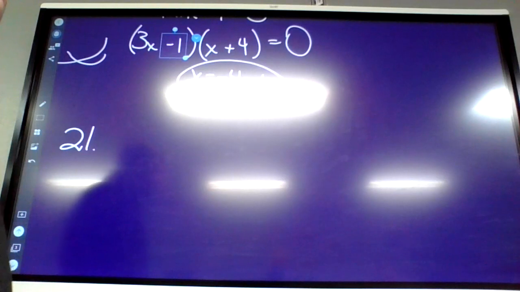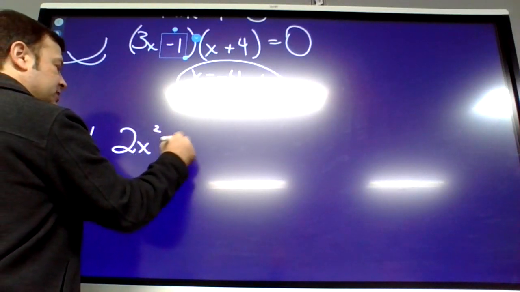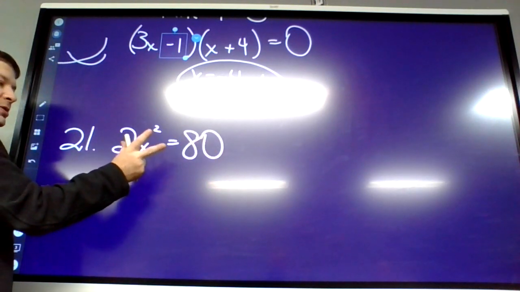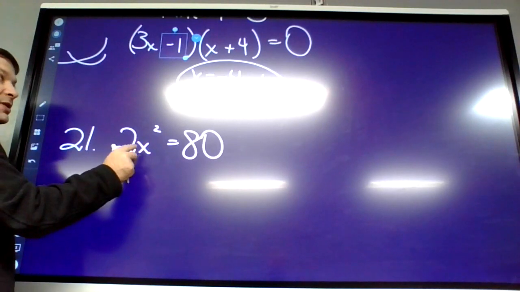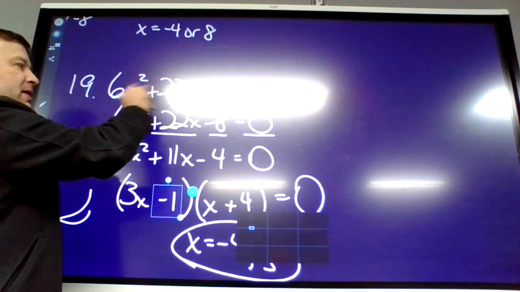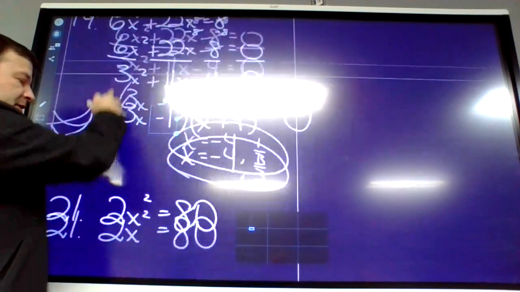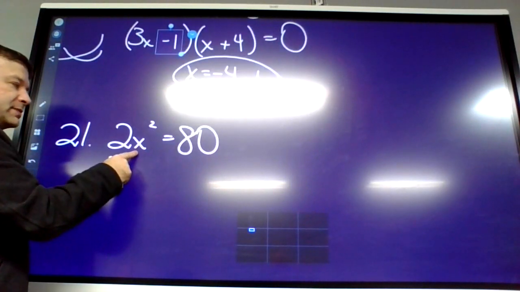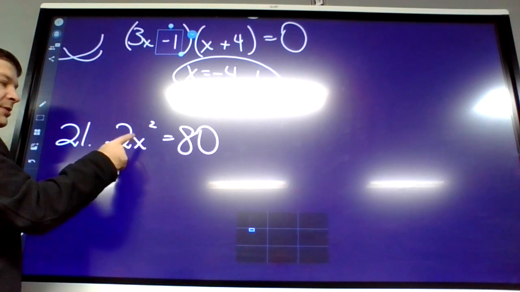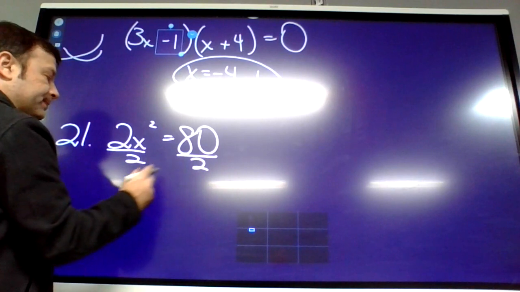Solve by taking roots. What they mean by taking roots is take the square root of both sides. But you can take square root of both sides only when it's a very simple equation. So if it's like x squared plus x equals nothing, you cannot take square root of both sides. It's just not going to help you. But if you can get x squared by itself, that's when you can take the square root of both sides. So how do I get x squared by itself? I would divide by 2.